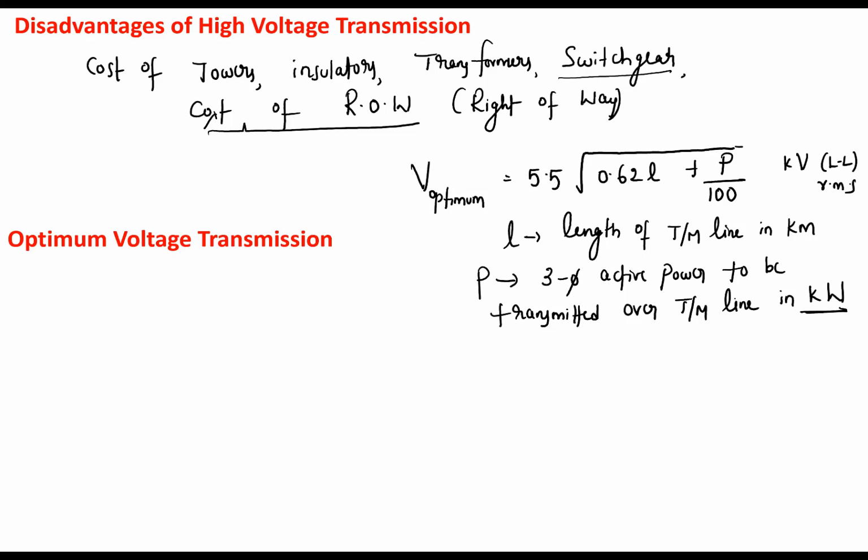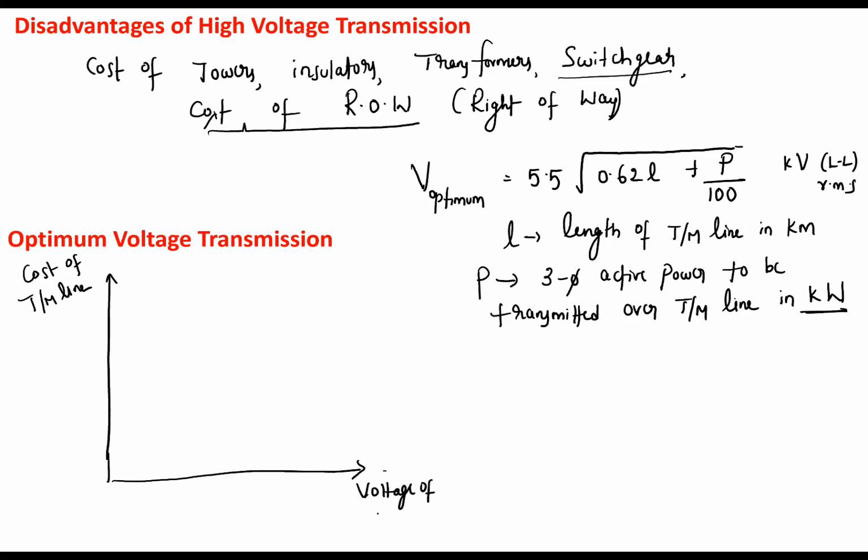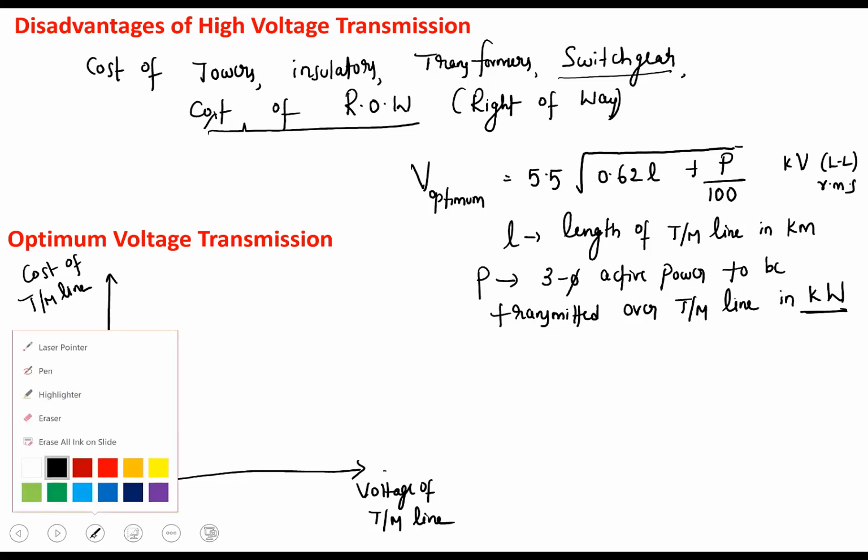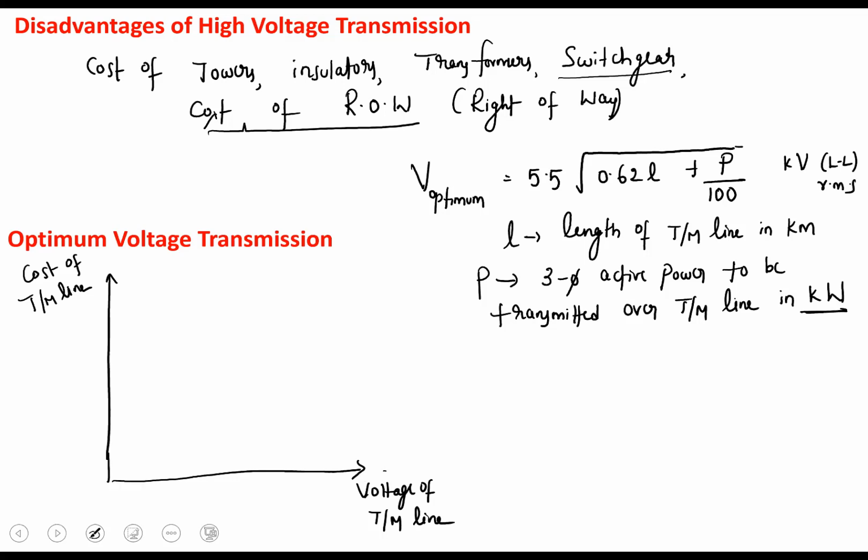If you plot the curve between the cost of the transmission line versus the voltage of the transmission line, initially the cost will decrease. After a point it will increase. So the minimum point is the optimum voltage.